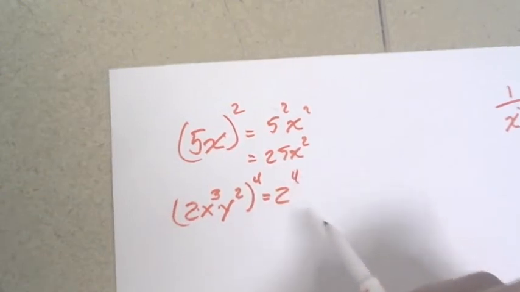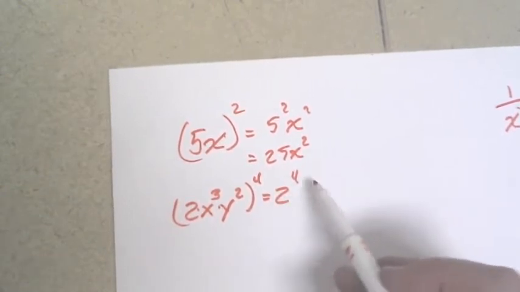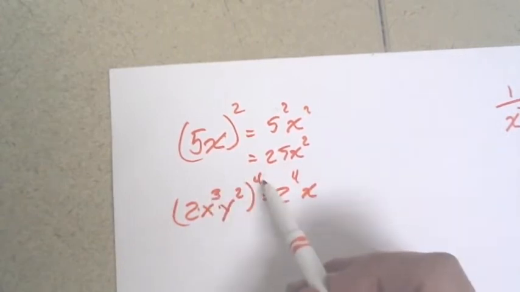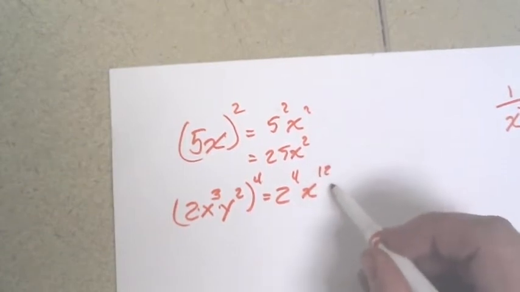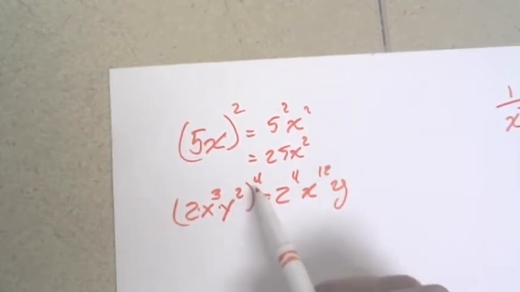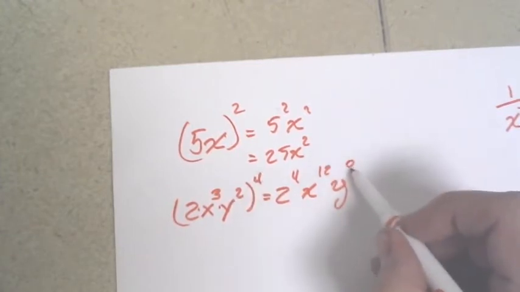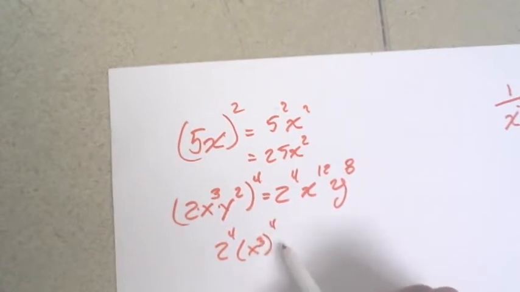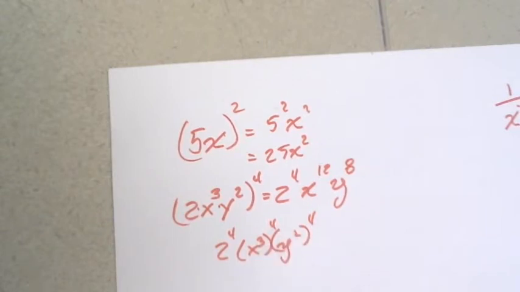So 2 to the fourth, which is what, 16. X to the third to the fourth, and again, when we raise a power to a power, we multiply. So x to the third raised to the fourth is x to the 12th. Y squared to the fourth, when we raise a power to a power, we again multiply, so to the 8th. And if you wanted to write something in between, that is 2 to the fourth, x to the third to the fourth, and y squared to the fourth. And again, powers to powers, we multiply.